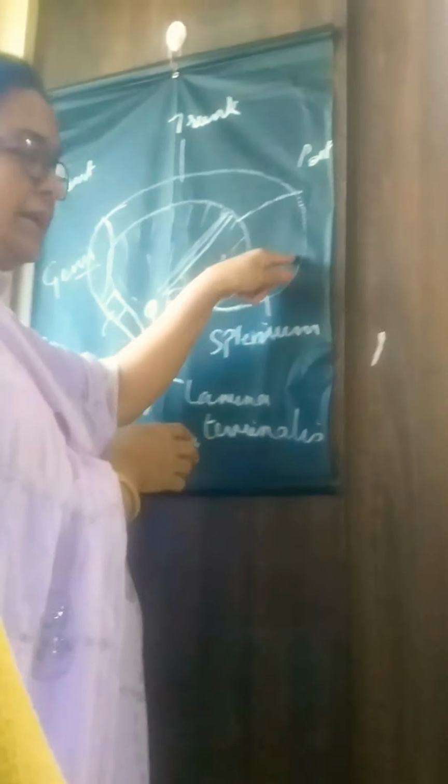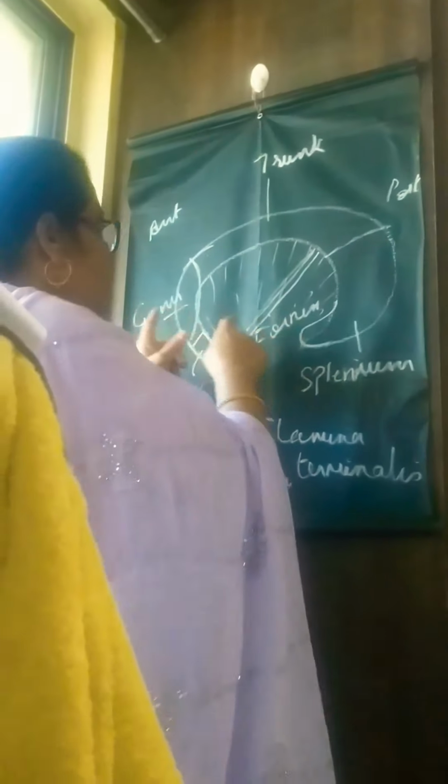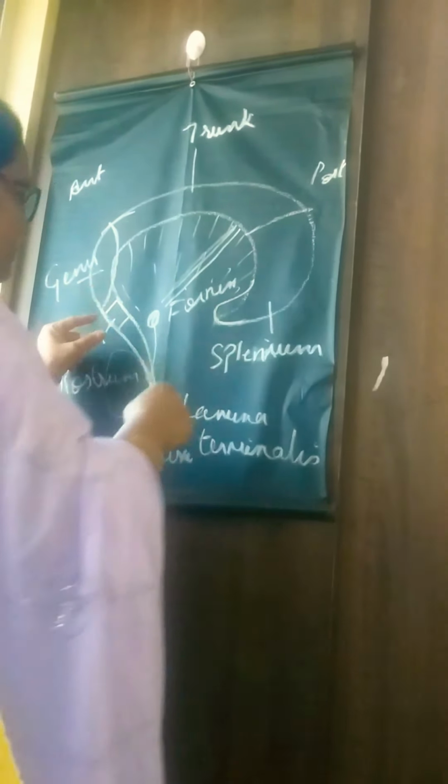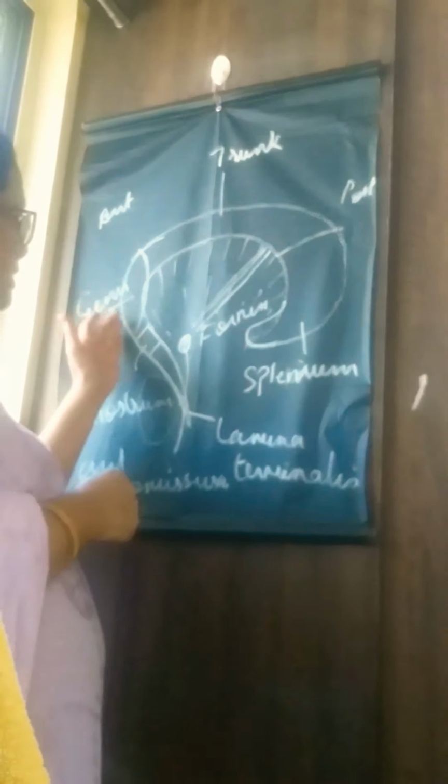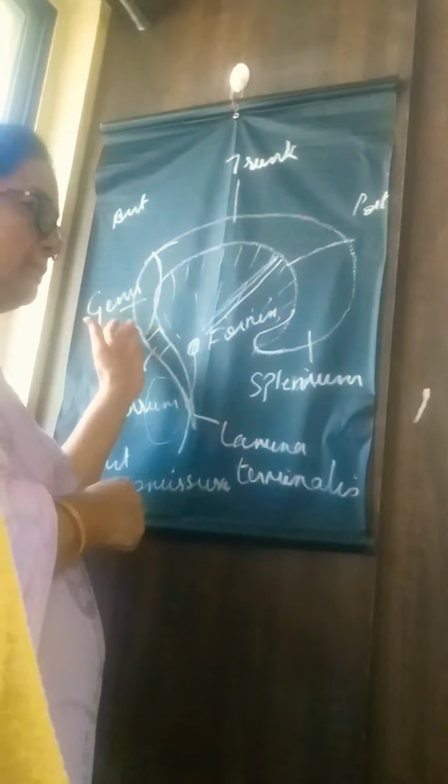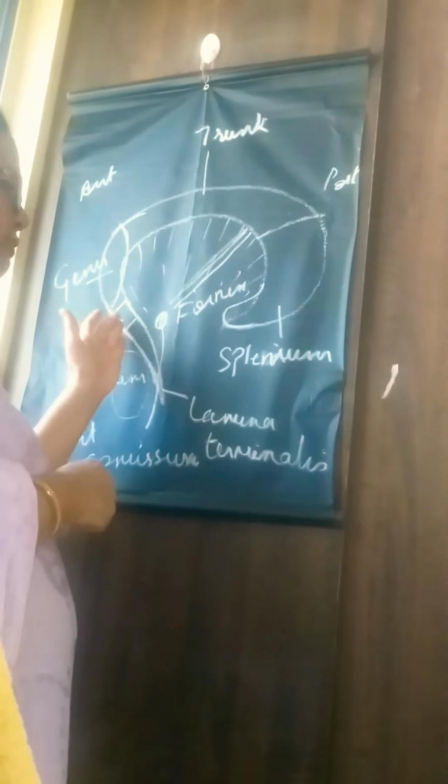The anterior end is the genu, the posterior end is the splenium, and the trunk is the portion which lies between the genu and the splenium. The rostrum is a small portion from the genu, which is directed downwards and forwards.